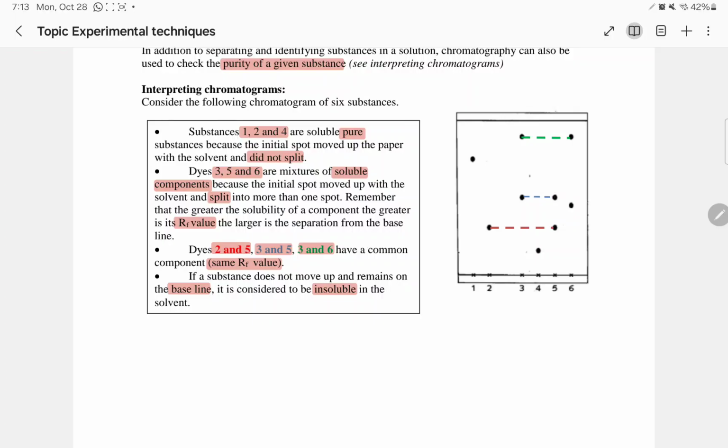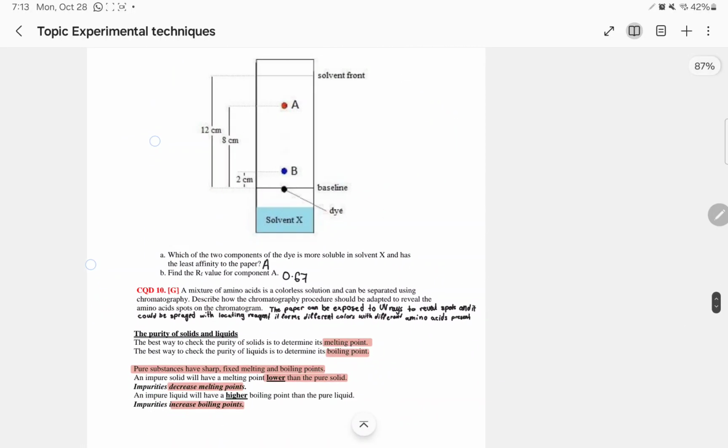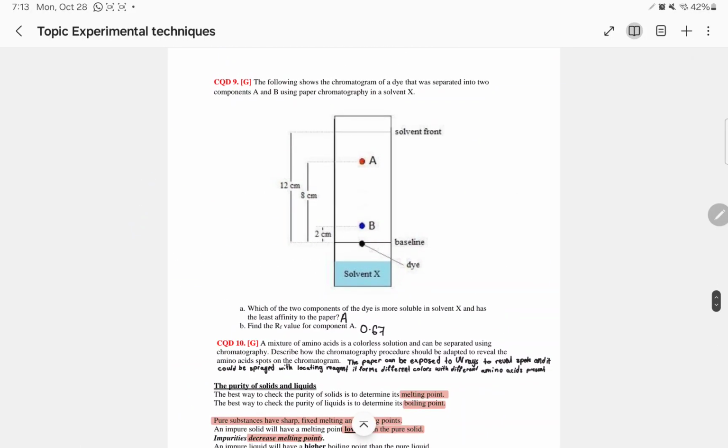If the substance does not move up and remains at the baseline, it's insoluble in the solvent. You need to pick a solvent that's soluble. Here it's a question: which has the least affinity to the paper, which means which one is the most soluble, going up highest, which is A. RF, you're just going to do here 8 over 12. 8 over 12 equals 0.67. That's it.